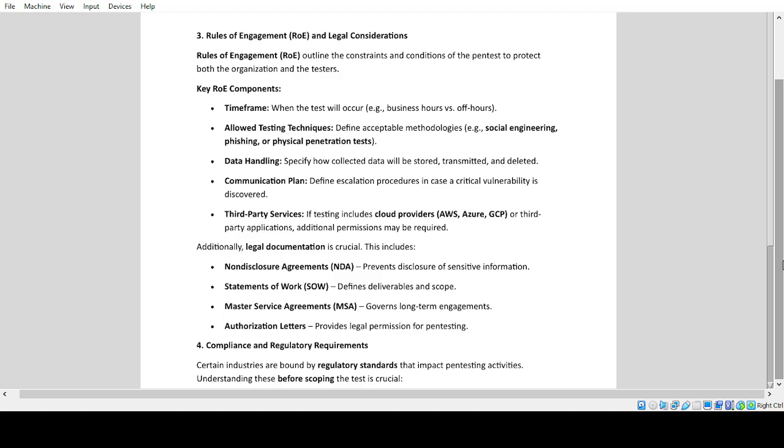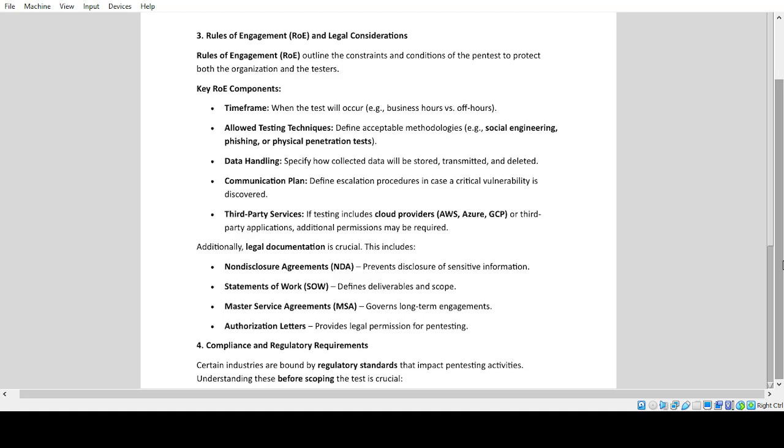3. Rules of engagement, ROE, and legal considerations. Rules of engagement, ROE, outline the constraints and conditions of the pentest to protect both the organization and the testers. Key ROE components. Timeframe: when the test will occur, e.g., business hours versus off hours. Allowed testing techniques: define acceptable methodologies, e.g., social engineering, phishing, or physical penetration tests.